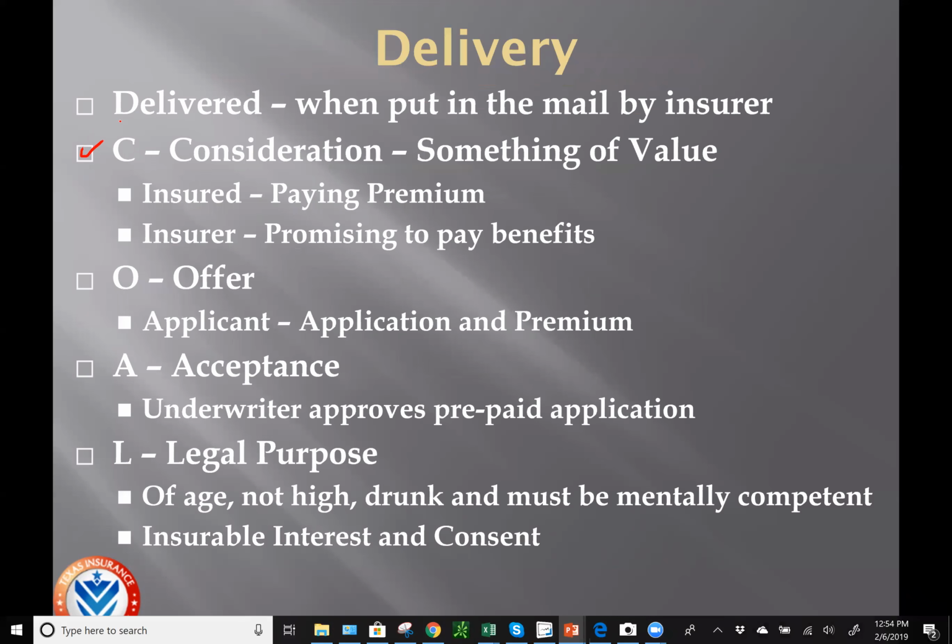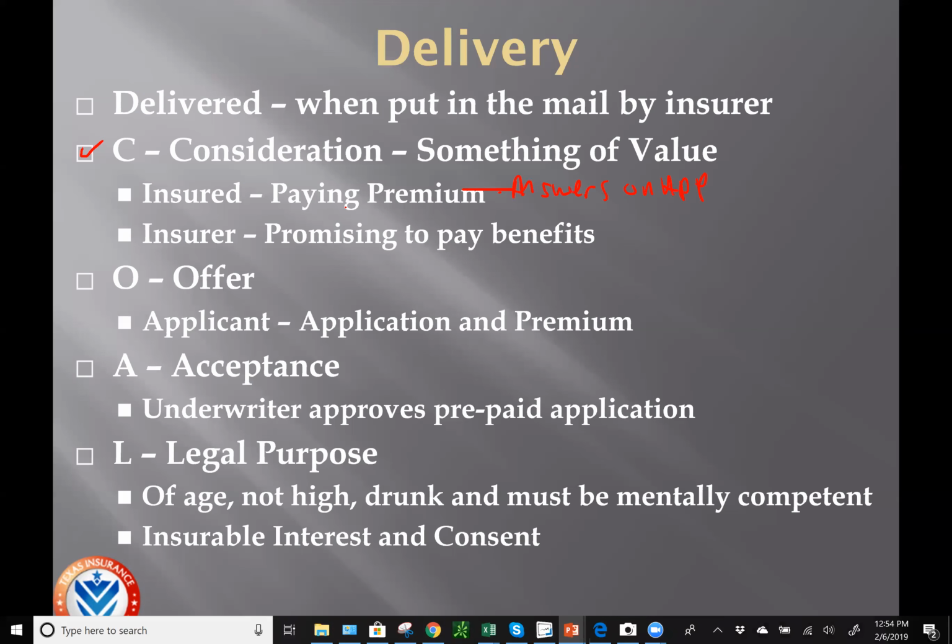Now, you learned in an earlier video, the word consideration means something of value that each party promises to the other. For the insured, their consideration or value is paying the premium, but also make sure you know it's the answers on the application. That's important, okay, because of how they represent themselves. So both their premium and the answers on the application. Consideration on the part of the insurer is promising to pay in the event of loss.